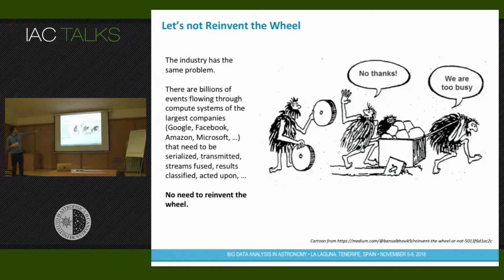So there are billions, literally billions of events flowing through compute systems each day of companies like Google, Facebook, Amazon, and Microsoft. And they need to serialize them, they need to transmit them, they need to have different streams fused, they need to classify the results, they need to act upon results. So it's things like whether our machines are up, are our machines under attack, where is the attack coming from, how are we going to react to it? All of that is happening today. And if you look at those problems, or look at our problems, you realize that basically the mapping is one-to-one. It's just that the objects are slightly different.